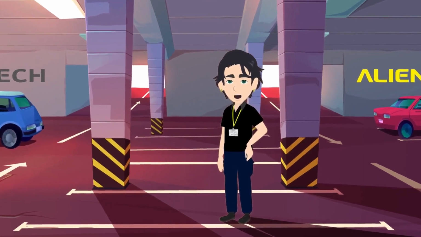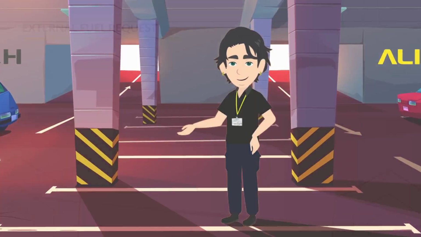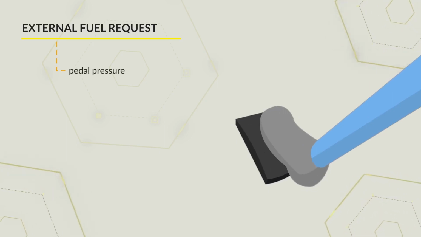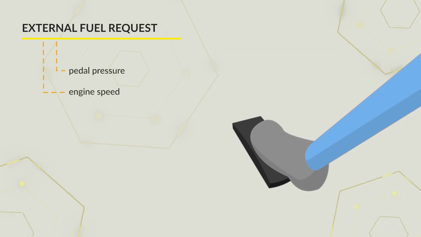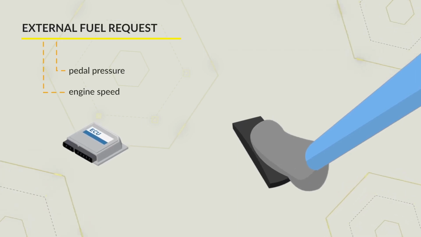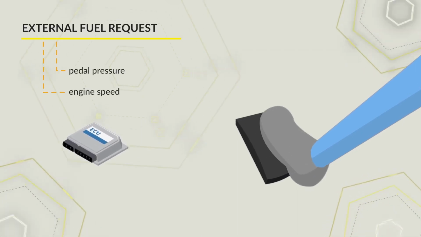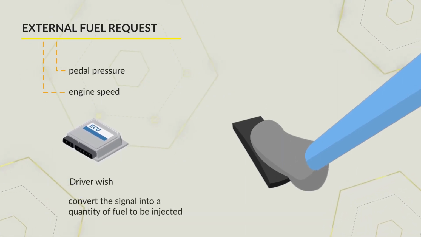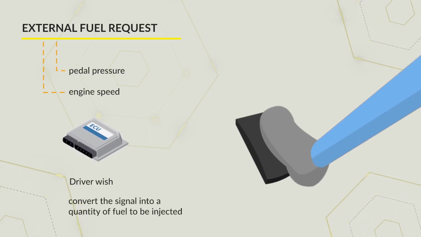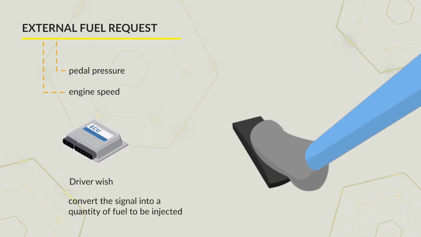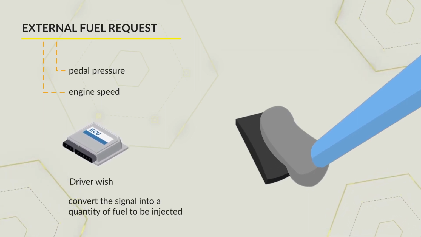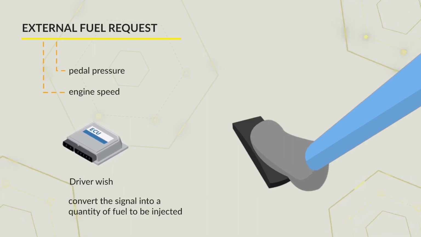Let's start with the fuel demand generated by the driver. The external fuel request is performed via the accelerator pedal, based on how far the driver presses the pedal in terms of percentage and the engine speed. The engine control unit coordinates a higher or lower request of fuel. The fuel requirement maps, also called driver wish, are those maps that convert the signal of our potentiometer placed on the accelerator pedal into a quantity of fuel to be injected. Therefore, for all intents and purposes, the request for fuel starts from the driver via the accelerator pedal.